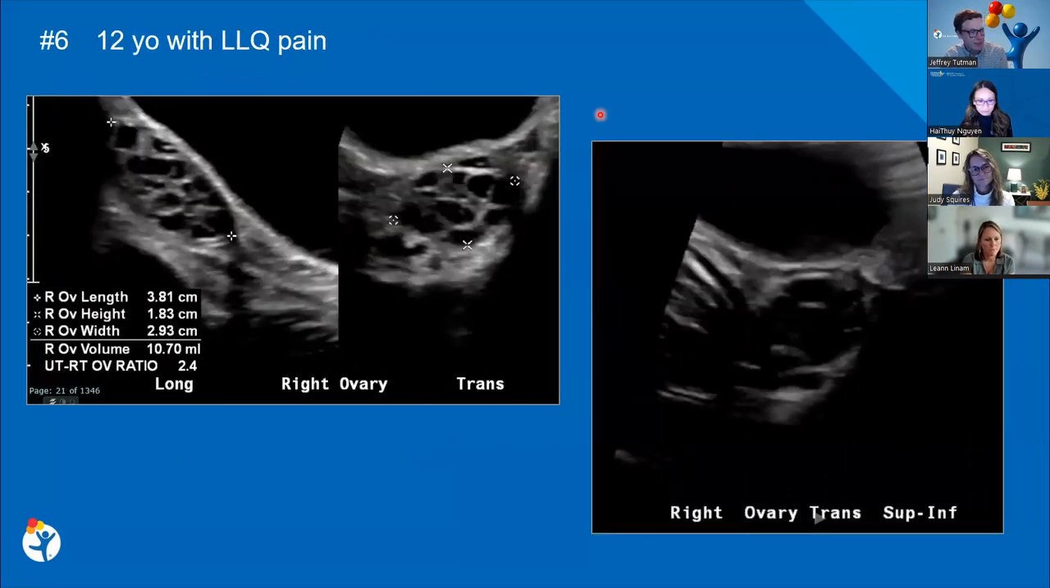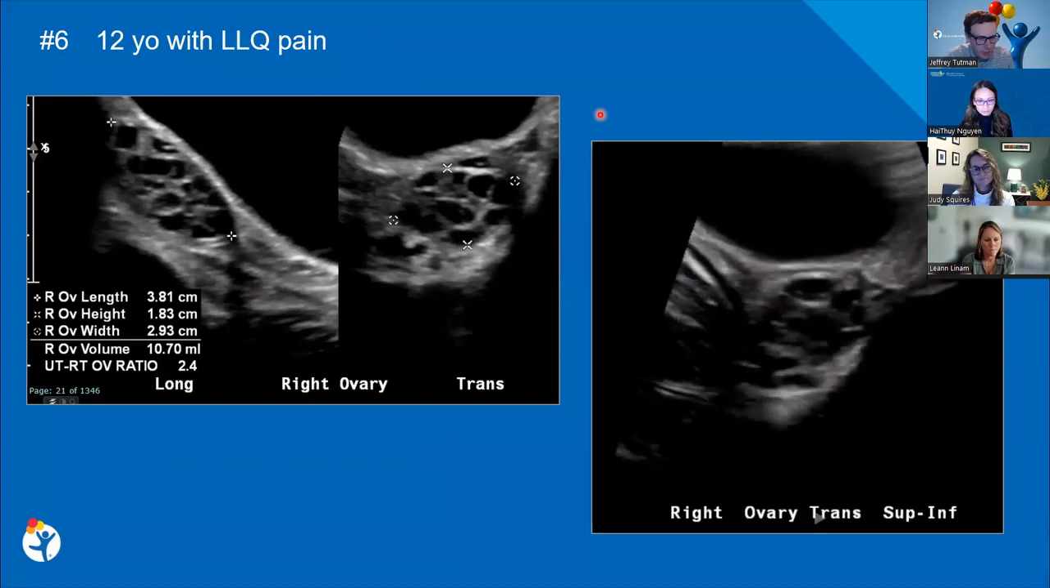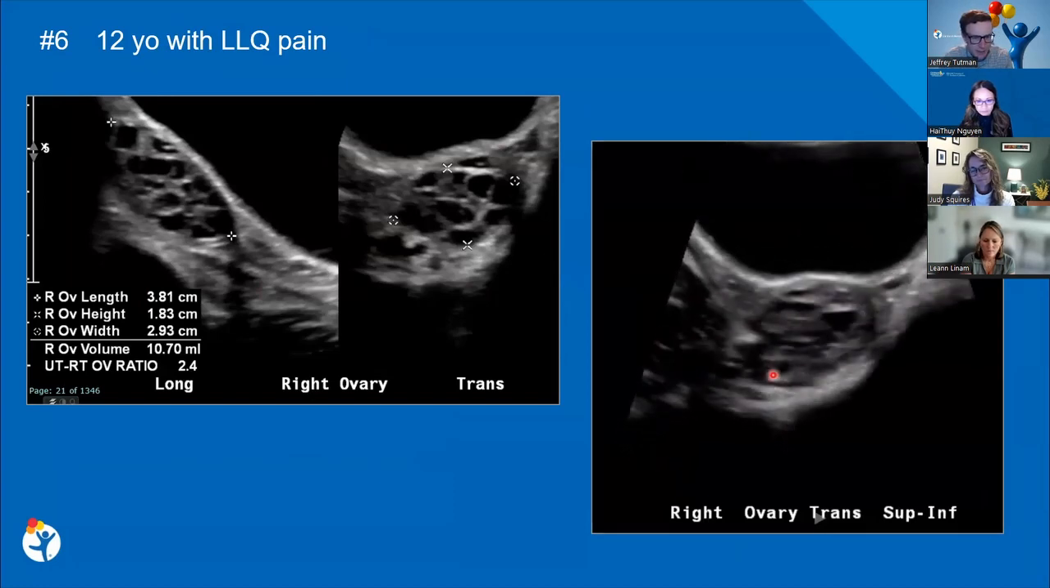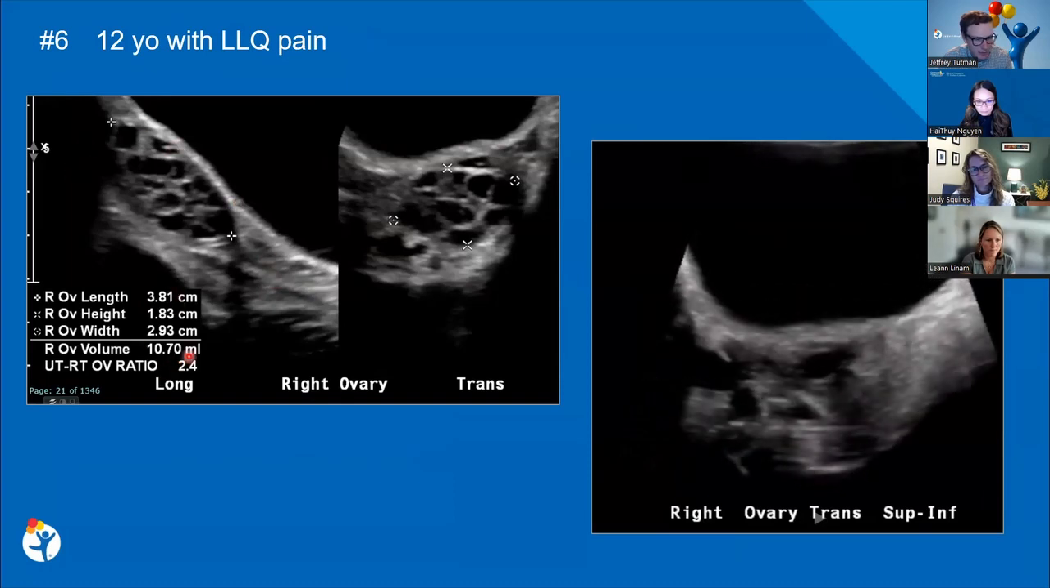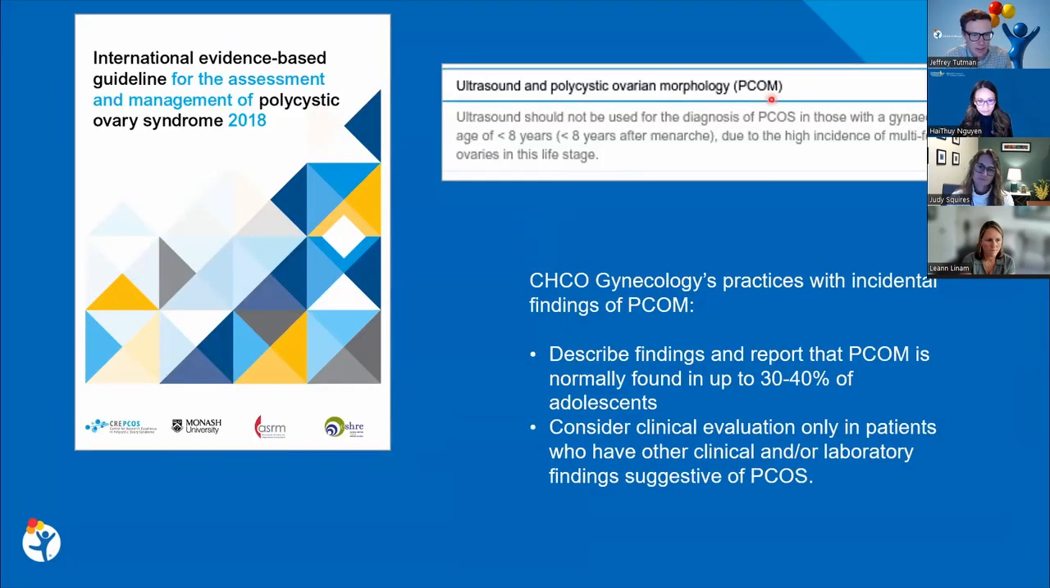All right, next case, this is a patient that came in with left lower quadrant pain. I'll play through this little cine clip here for you. So the volume is a little bit above 10. You can just see numerous follicles throughout this. I'm curious how you guys approach this concept of PCOS or PCOM in our adolescent population.